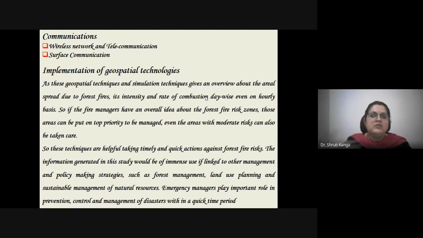I told you in the previous class also that in simulation we are artificially generating all the phenomena which are actually needed for a forest fire to happen. Okay, so simulation techniques give us an overview about the aerial spread, how much area can be affected, what will be the intensity of the fire, and what will be the rate of combustion as far as the number of days is concerned, and even the early spread of the fire.